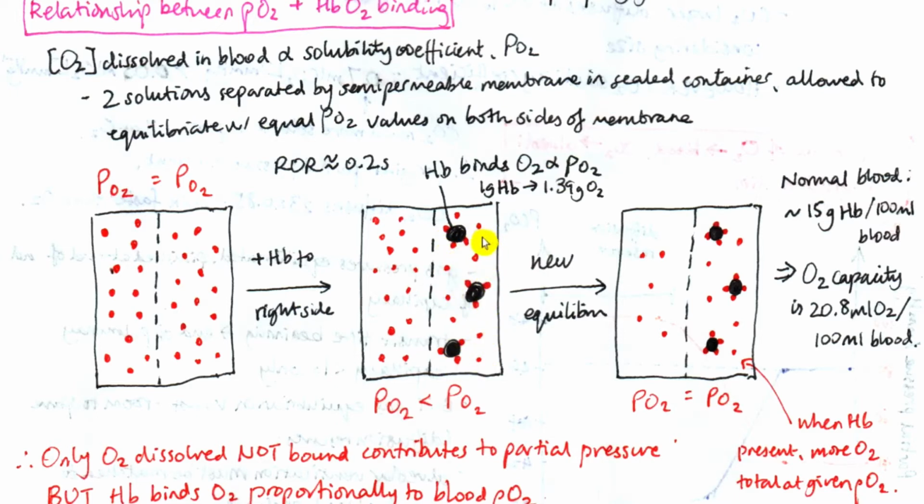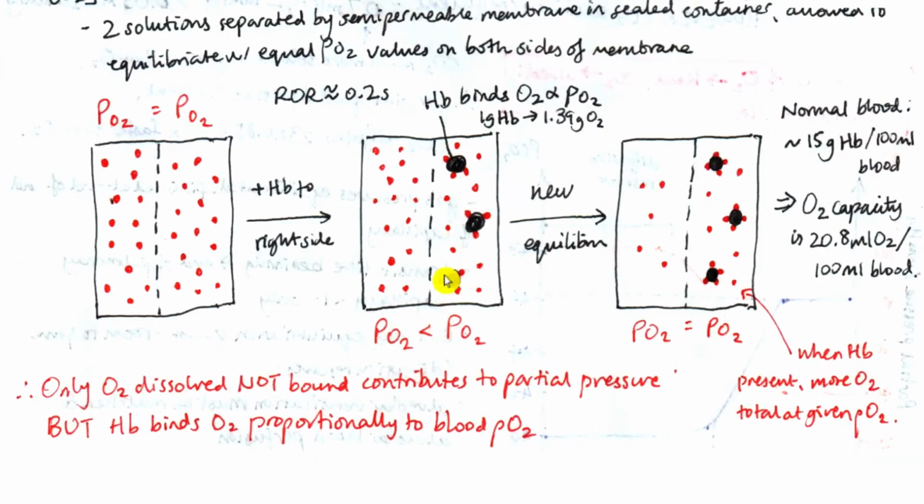And hemoglobin binds oxygen proportionally to the partial pressure. So 1 gram of hemoglobin can maximally bind 1.39 grams of oxygen. Now the partial pressure on the left side is greater than the partial pressure on the right side, because some of these molecules have been taken out of the system. This sign should be the other way around, my bad. But anyway, this side has a greater partial pressure than this side now, because only the 3 oxygen molecules contribute to the partial pressure. Now it's going to establish a new equilibrium where the partial pressures change.